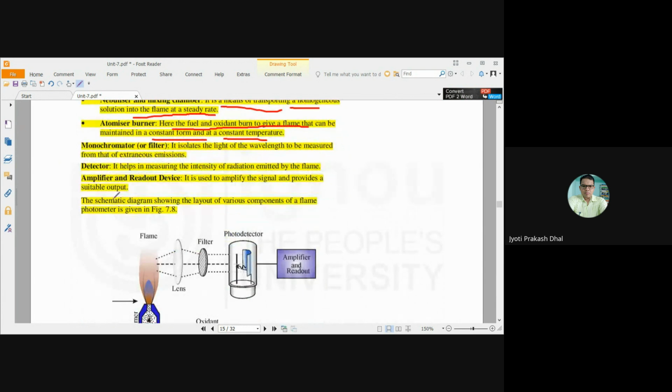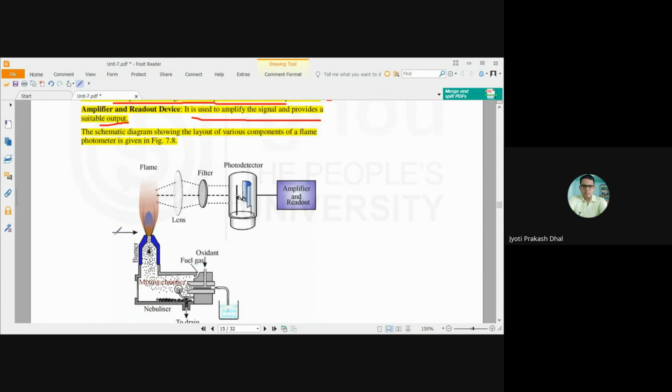The next one is the filter or monochromator. It isolates the light of the wavelength to be measured from that of the extraneous emission. Then the detector helps in measuring the intensity of the radiation emitted by the flame. Then the amplifier and readout device is used to amplify the signal and provide a suitable output.